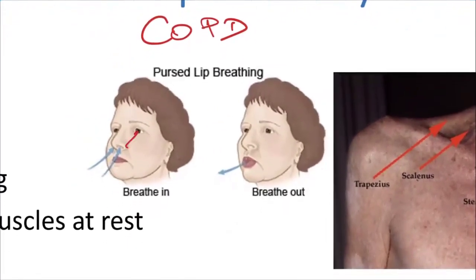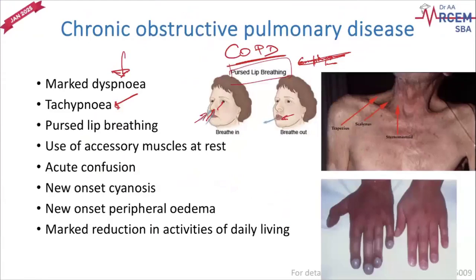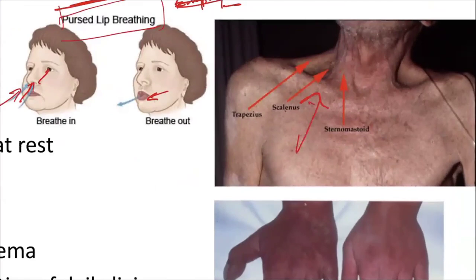They inhale through the nose, as shown here, and breathe out through the mouth through pursed lips. This is known as pursed lip breathing, classically seen in COPD. To be more precise, it is classically seen in emphysema. What you need to remember is that they'll start using the accessory muscles, so you can see the accessory muscles being used.